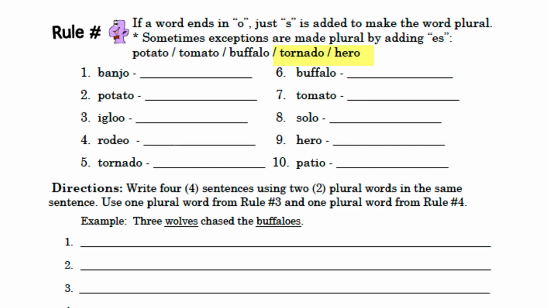And it works for heroes and tornadoes because they can save you or hurt you. But what about buffalo? How do we remember that you add ES to buffalo? Well, we just think of having a nice buffalo burger, and then it does fit: if you can eat it, then you add ES. So that one's a lot of fun. They love being silly with that. So the spelling plural nouns, it's a fun little mini book.